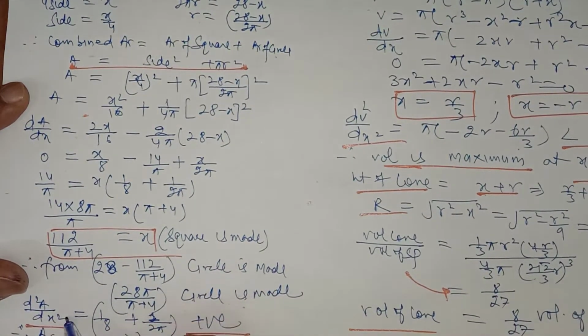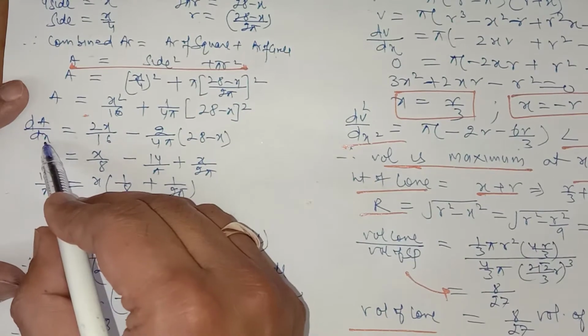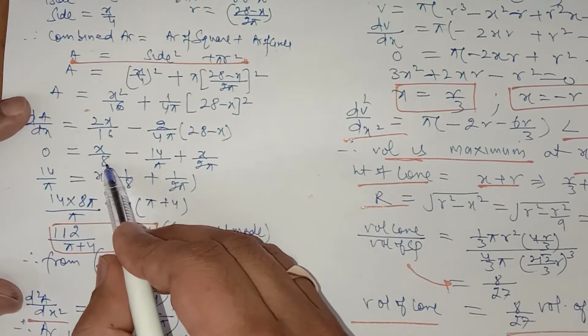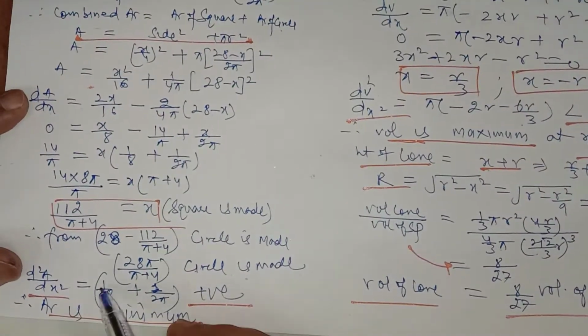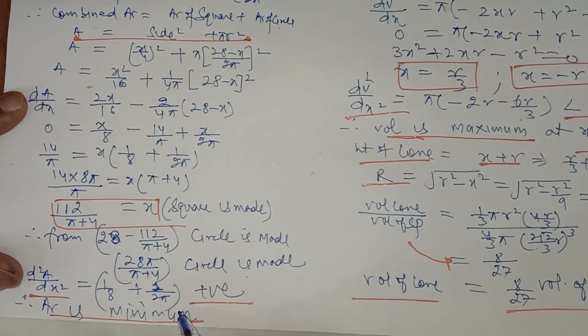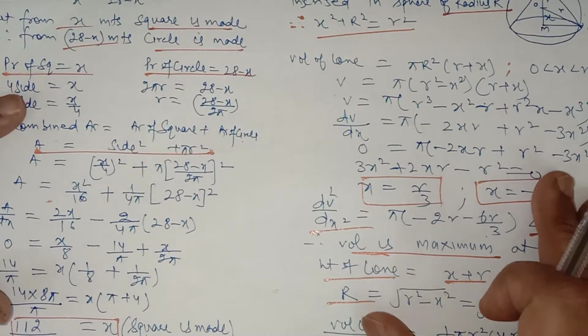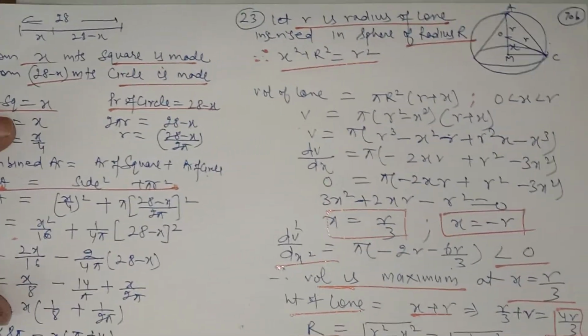Now you have to prove that the combined area is minimum, so you have to differentiate d upon dx with respect to x again. This is the first derivative. Differentiate it, and the second derivative comes out to be positive, since 1 upon 2 pi is positive. So the combined area is minimum because the second derivative is positive.